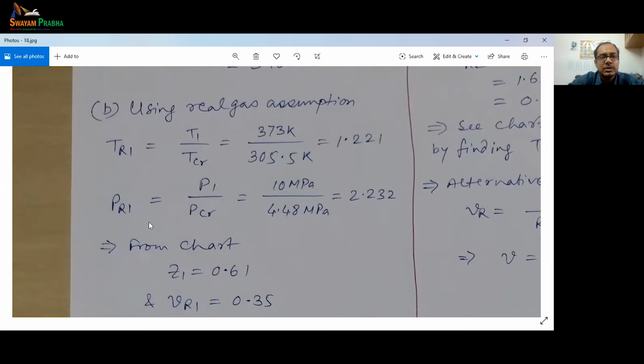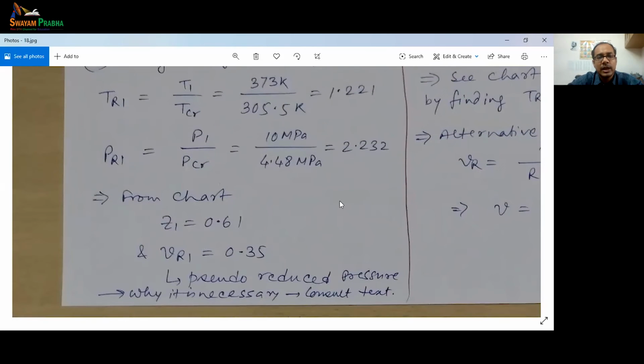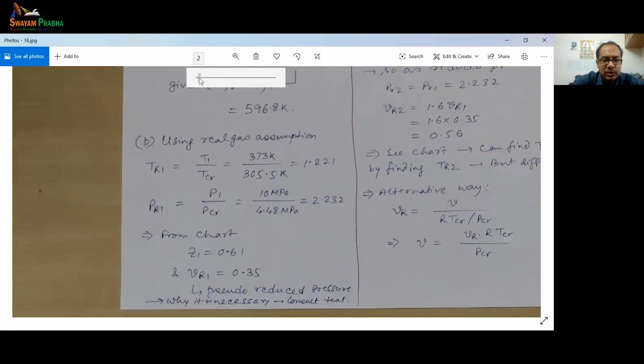And PR1, the reduced pressure at state 1, is also unitless, and it will be 10 megapascal divided by 4.48 megapascal, that is 2.232. So with these two reduced quantities for temperature and pressure, we can go to the chart and find the values. Let me show you the chart once again. I'll not try to read it with you. You can do it yourself.